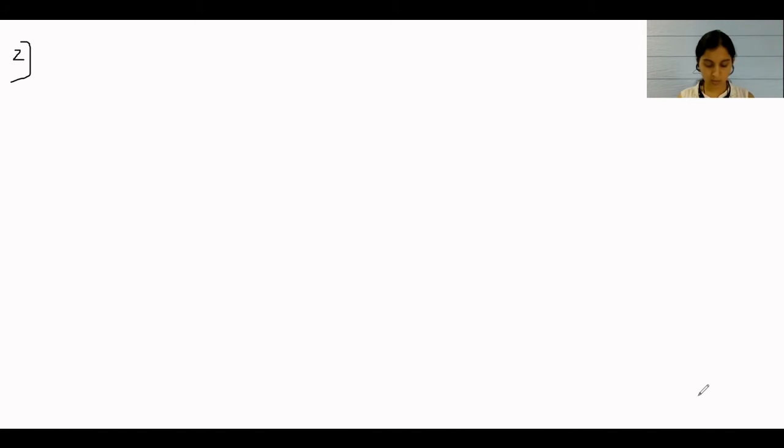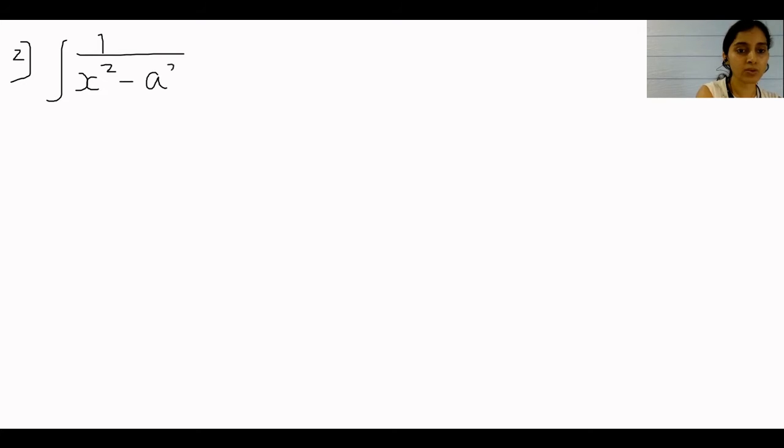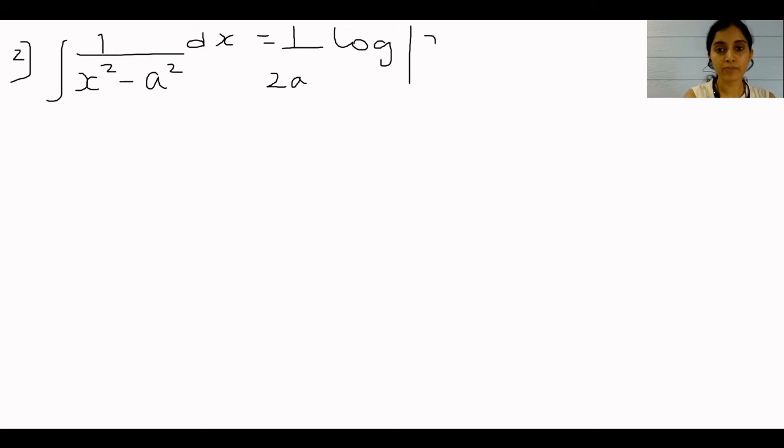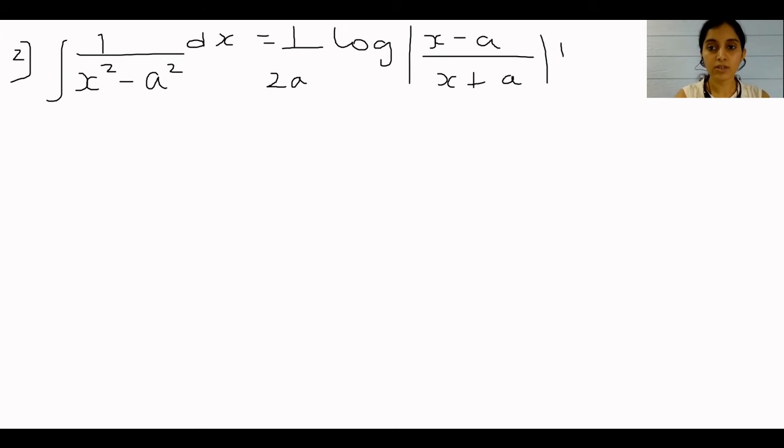Okay. So the second one is integration of 1 upon, now we finished x square plus a square, let's do x square minus a square dx is equal to 1 upon 2a log of x minus a upon x plus a. Now this is a mod sign. Normally you take positive values of the answers that you get. That's why that mod sign is given. 1 upon 2a log of x minus a upon x plus a plus c. We have to prove this.